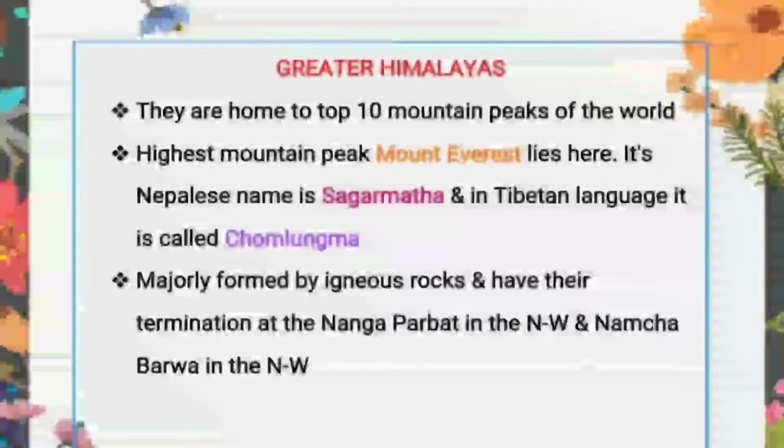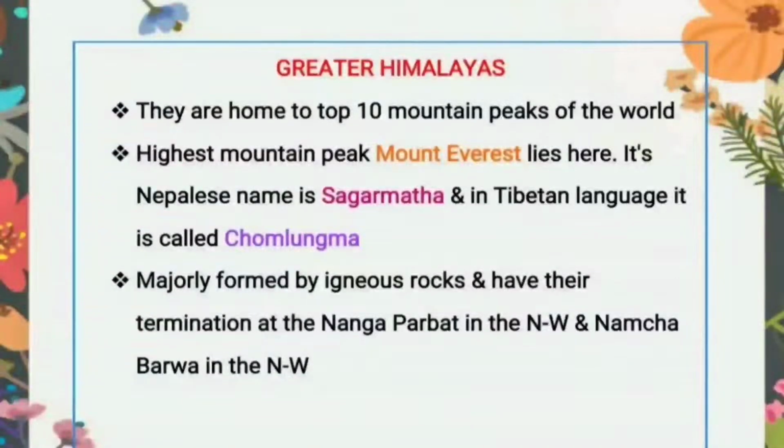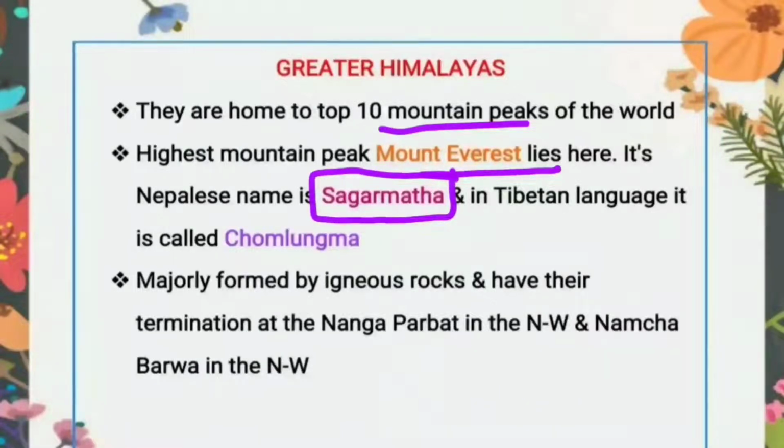Moving forward, the Greater Himalayas are home to the top 10 mountain peaks, and the highest of all is Mount Everest, which lies in Nepal, and in Nepal it is known by a different name called Sagar Matha, and in the Tibetan language it is known by the name Chomolungma. So these are different names for the same mountain peak in different languages. In India it's called Mount Everest, in Nepal Sagar Matha, and in Tibetan Chomolungma. Majorly formed by igneous rocks, and as I already told you, its termination is at the Nanga Parbat and the Namcha Barwa.